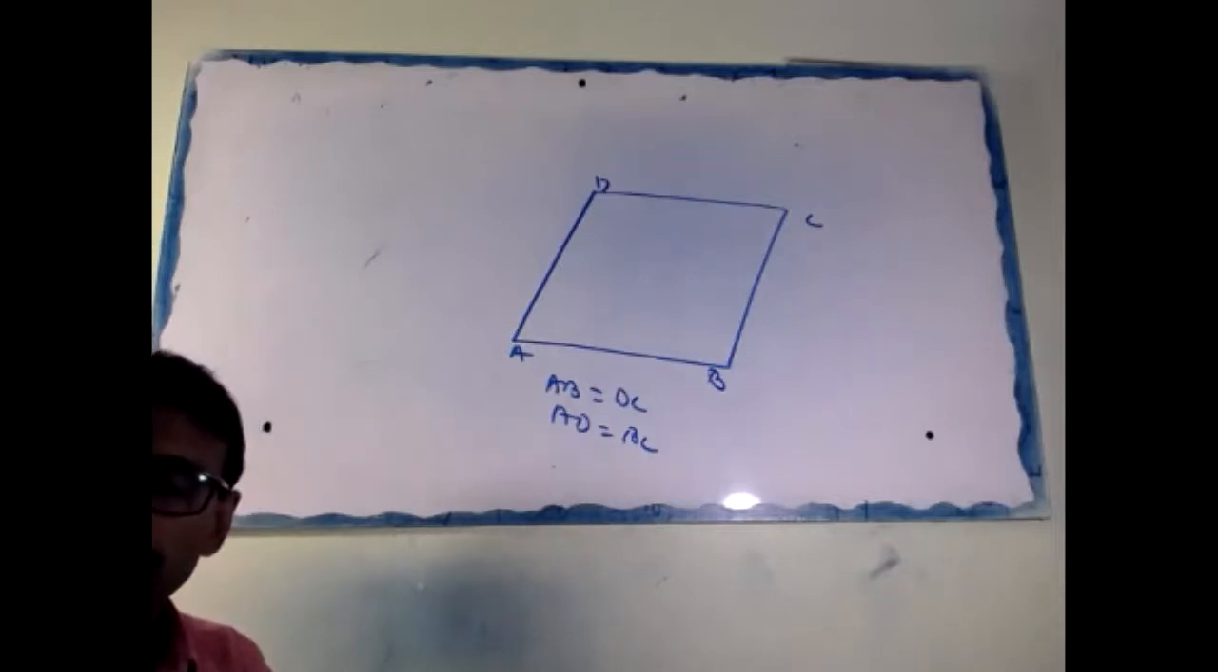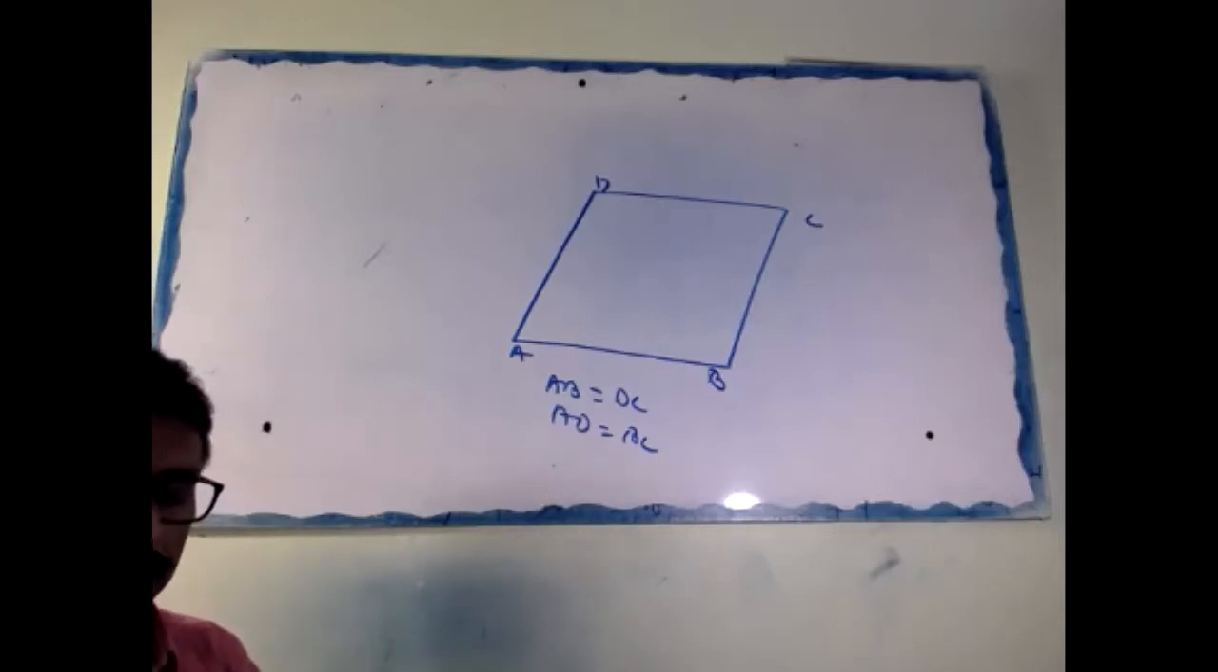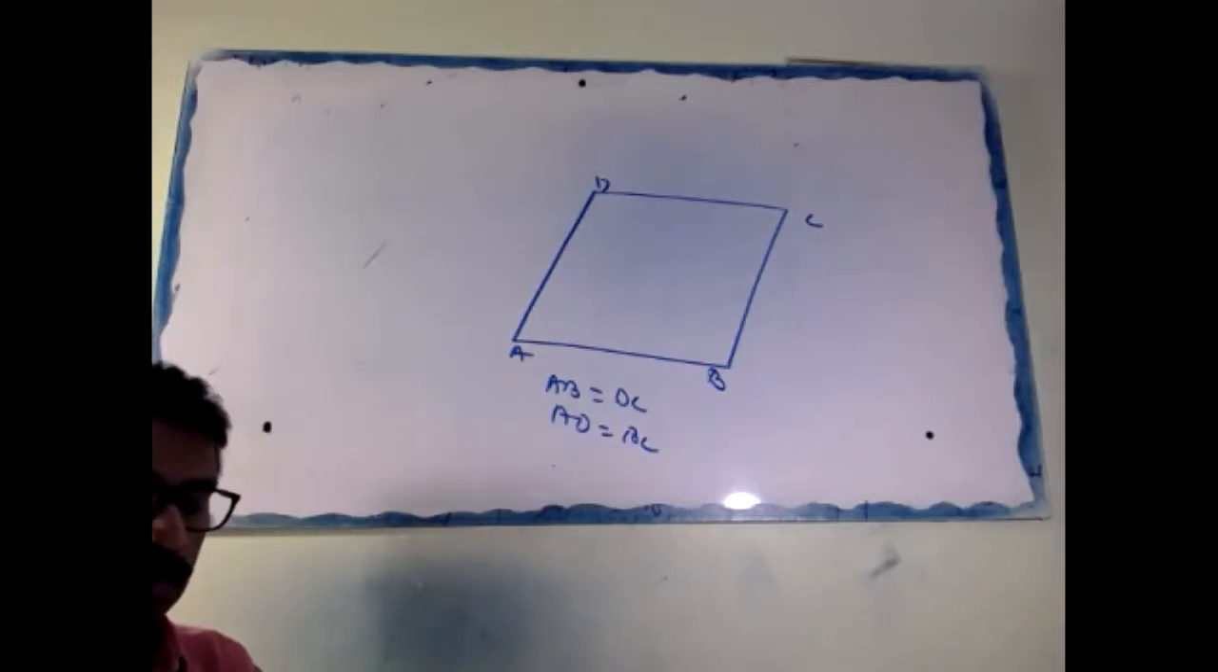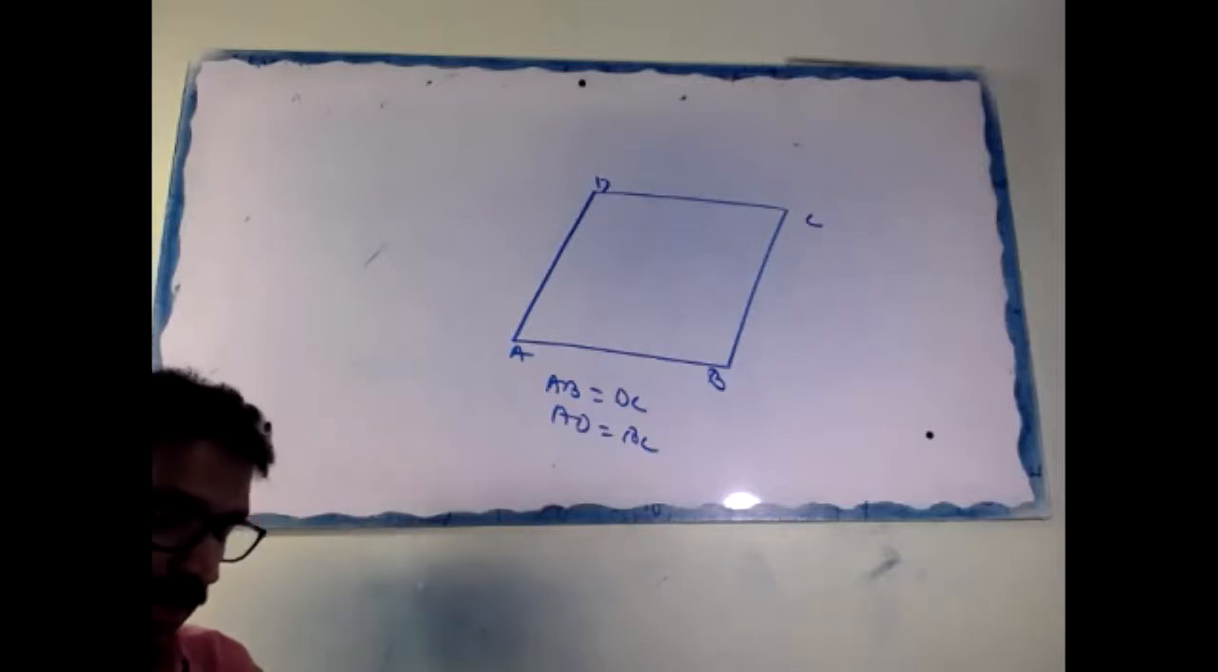Okay, next one, the third property. A diagonal of a parallelogram divides it into two congruent triangles. Not finished? Okay, I'll wait.